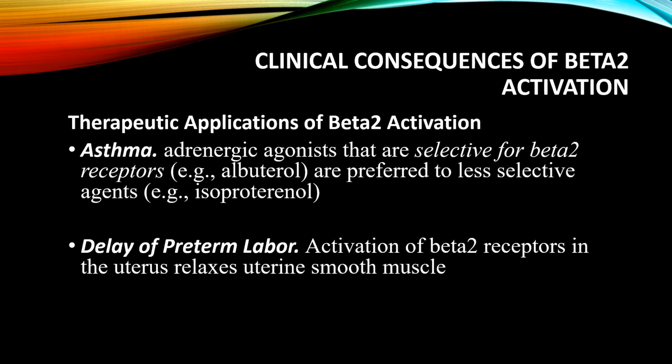And also, beta-2 activation is used to delay preterm labor. Activation of beta-2 receptors in the uterus relaxes uterine smooth muscle. So this action can be employed to delay preterm labor.